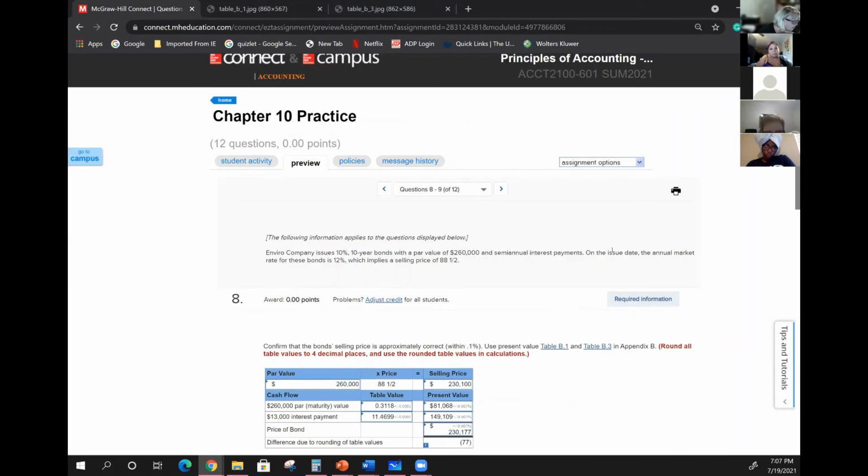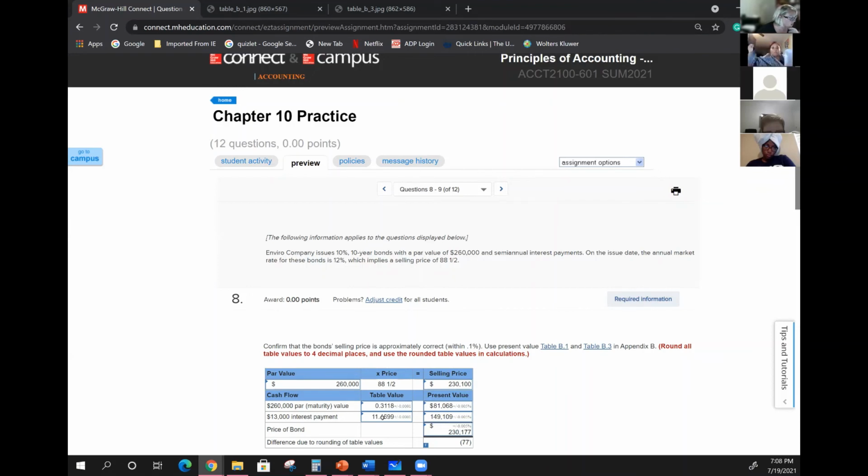Yeah. Okay, so we're using the annual market rate of 12%. I'm sorry, I gave you the wrong percent. So it's going to be the 6%. Use the market rate, and you're doing that because you're making a payment semi-annually, so you have to cut it in half. So it's going to be the 6%, and then you go with the 20. You're doubling the number of years. That's how you figure it out.